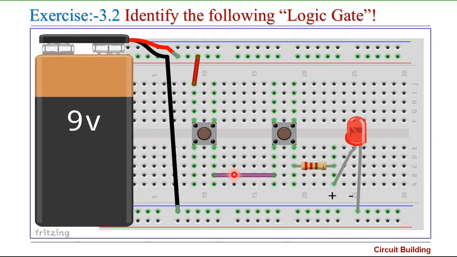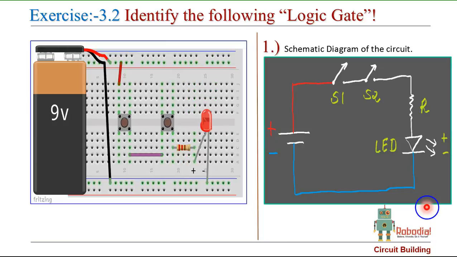Now let's take a look at the second exercise. This is the breadboard view of the second example. The positive supply goes to the left end of my switch S1, and the second end of my switch S1 is connected, as you can see, to the first end of my switch S2.